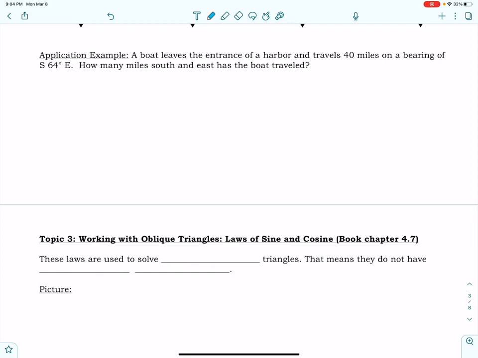Right, this video is for Pre-Calculus Unit 8, and in this example, we are going to look at an application example for a bearing. We've got a boat that leaves the entrance of a harbor, and it travels 40 miles on a bearing of south 64 degrees east. How many miles south and east has the boat traveled?